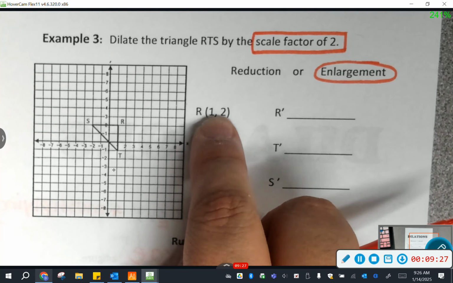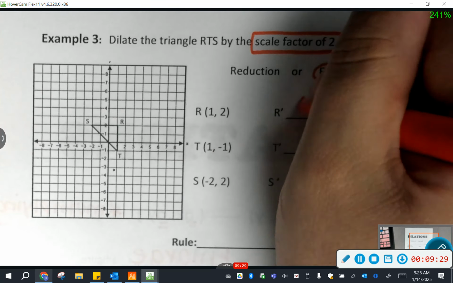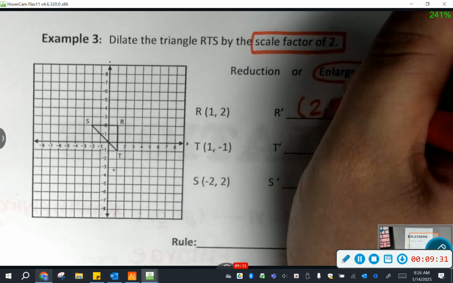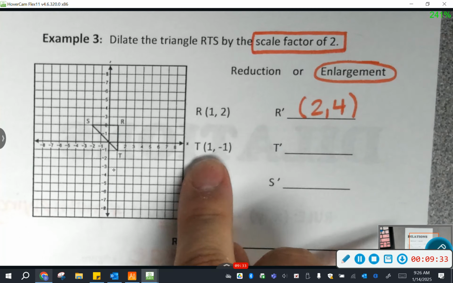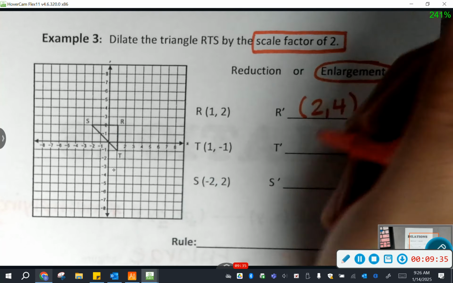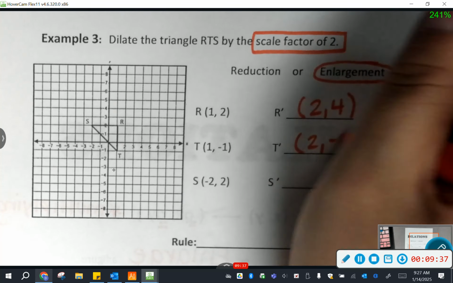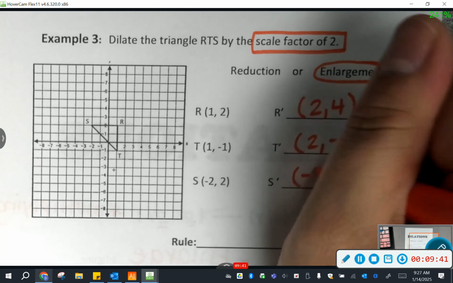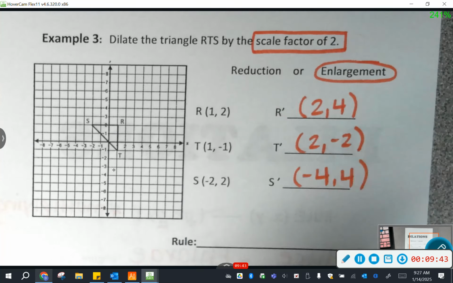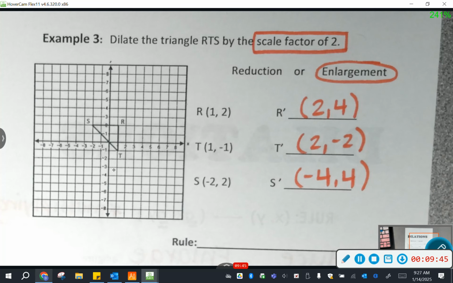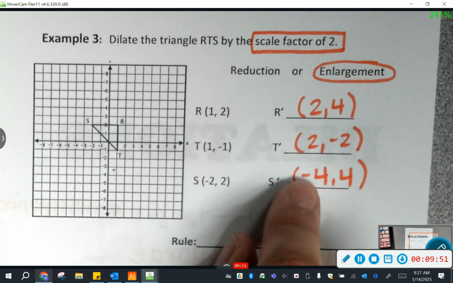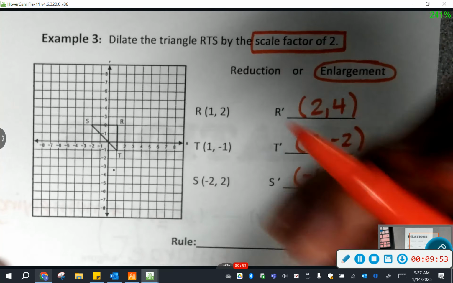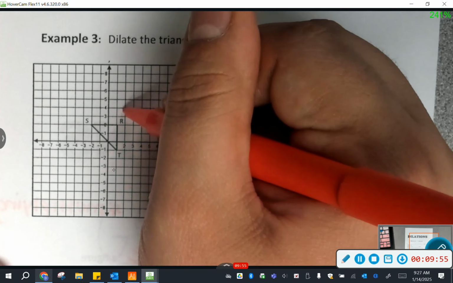What is 1, 2 going to become? 2, 4. What is 1, negative 1 going to become? And negative 2, 2. Please write that down. Jocelyn, you with me? After you write it down, I want you to plot these points. I know this graph is kind of annoying, but plot these points.